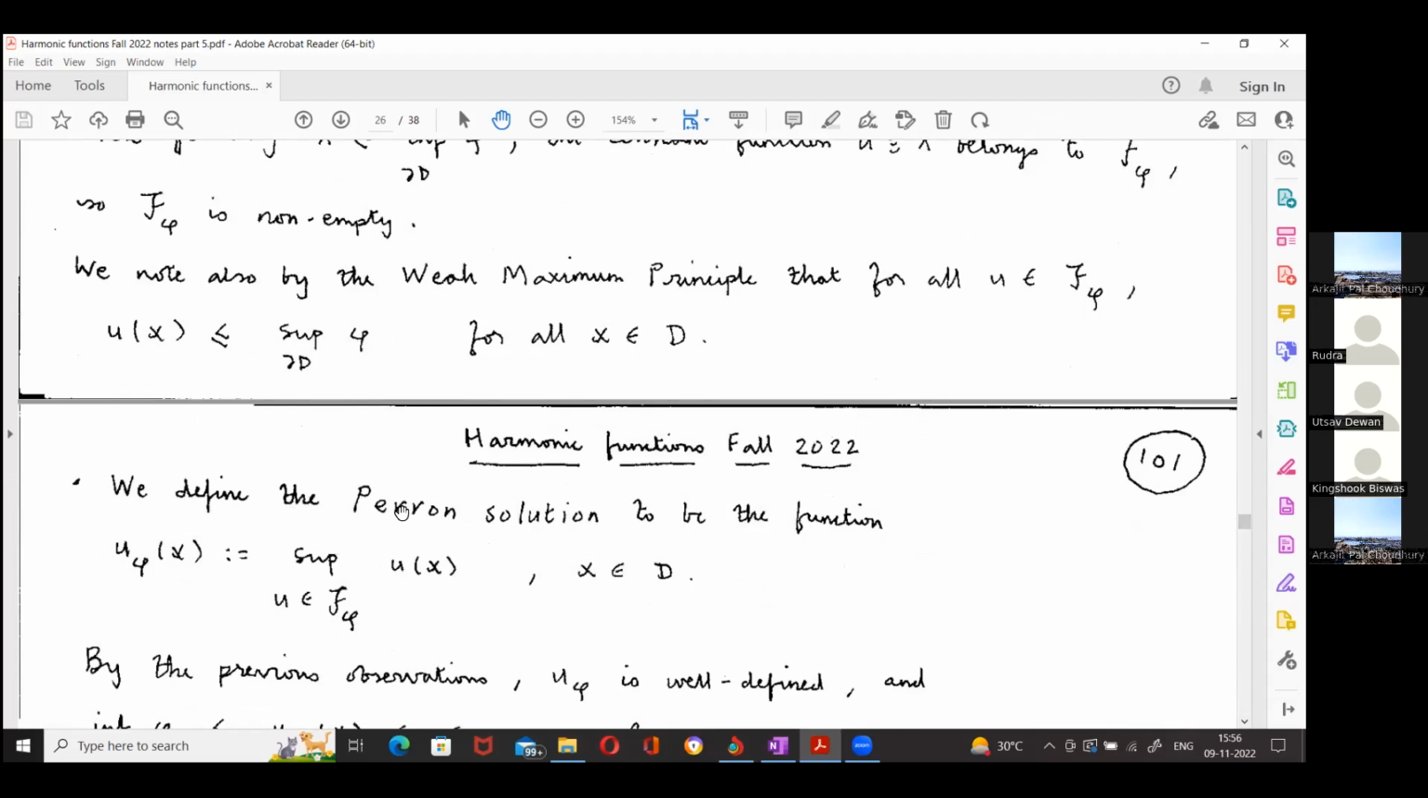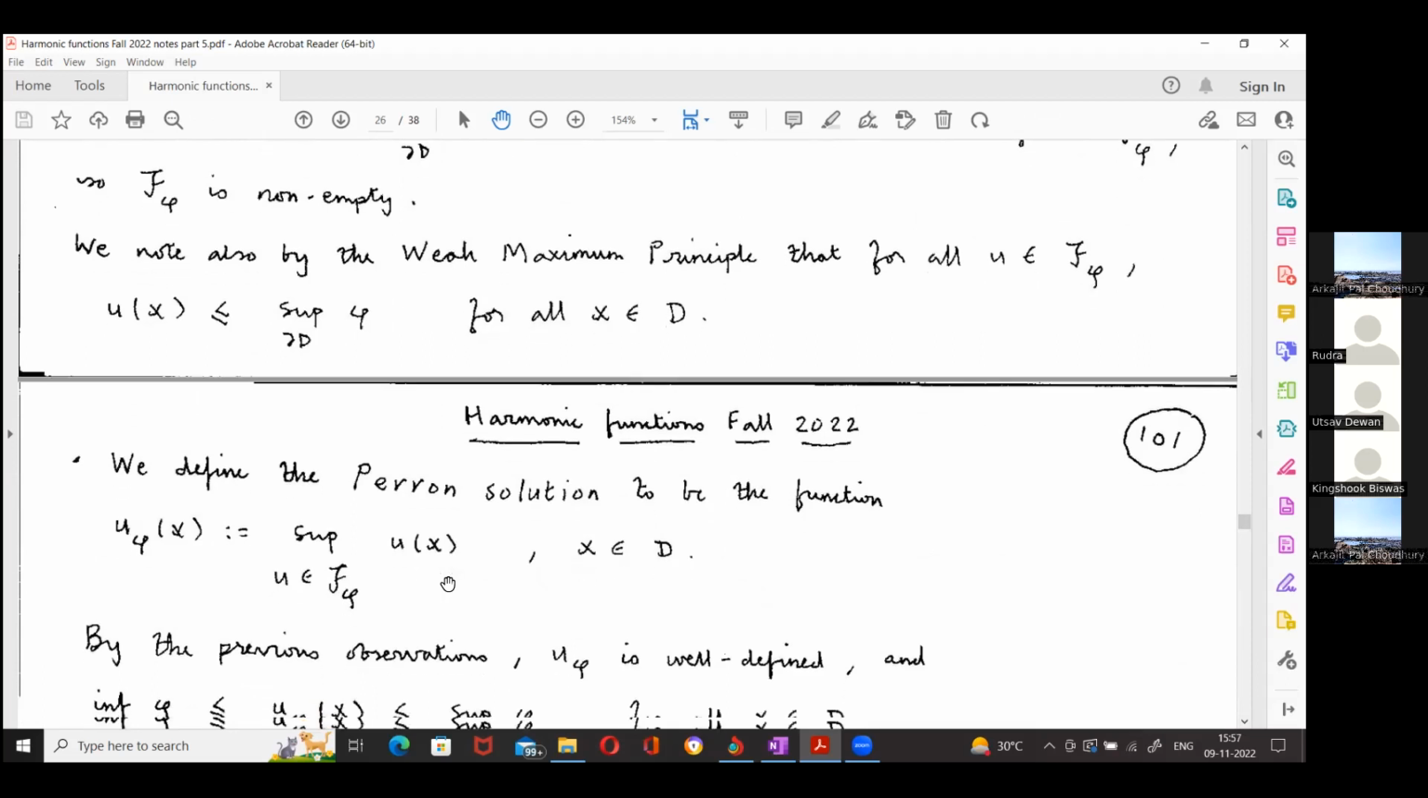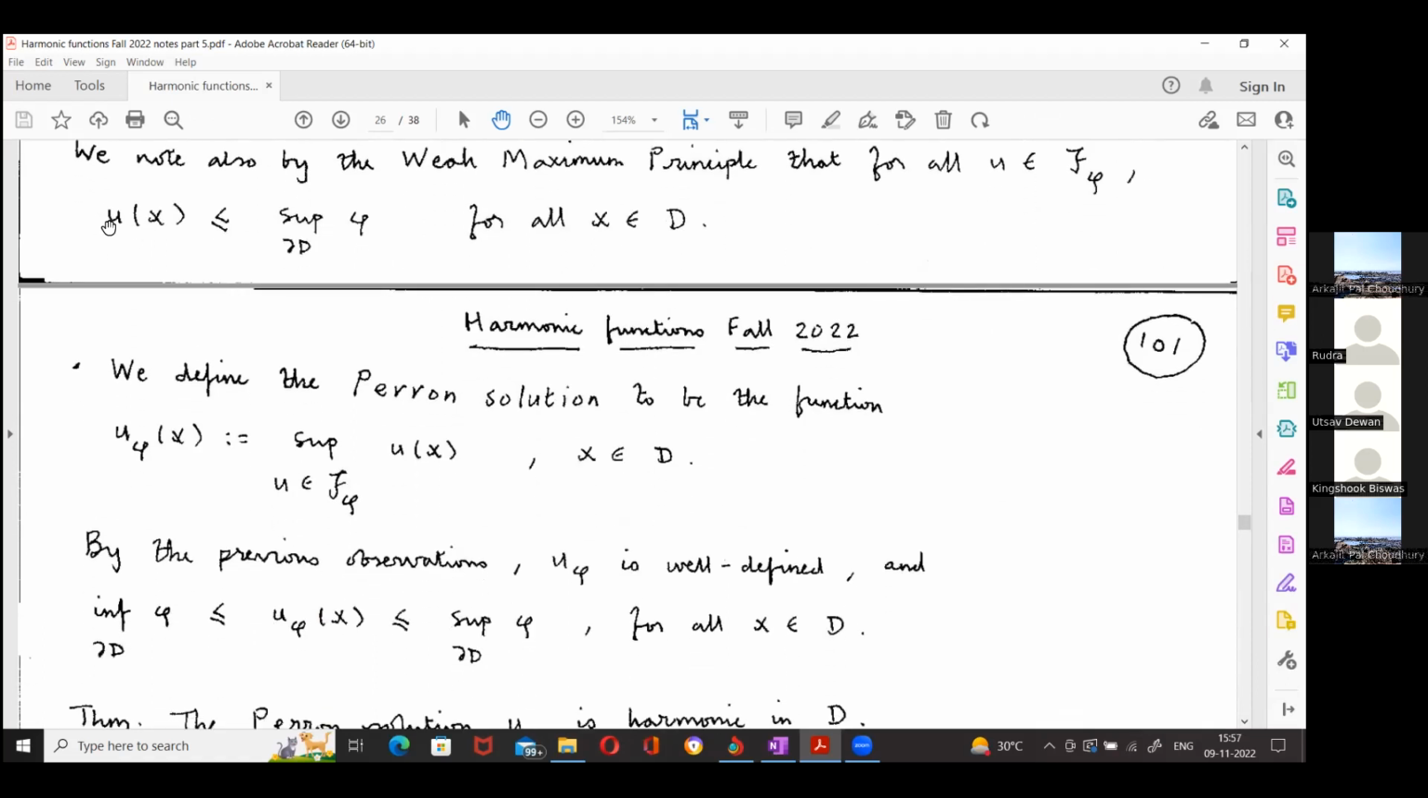Therefore, we can define what's called the Perron solution. This is the function u phi of x, the supremum over u in this Perron family of u of x. Since these u's are all uniformly bounded above by a constant, this supremum is finite. So this is well defined.